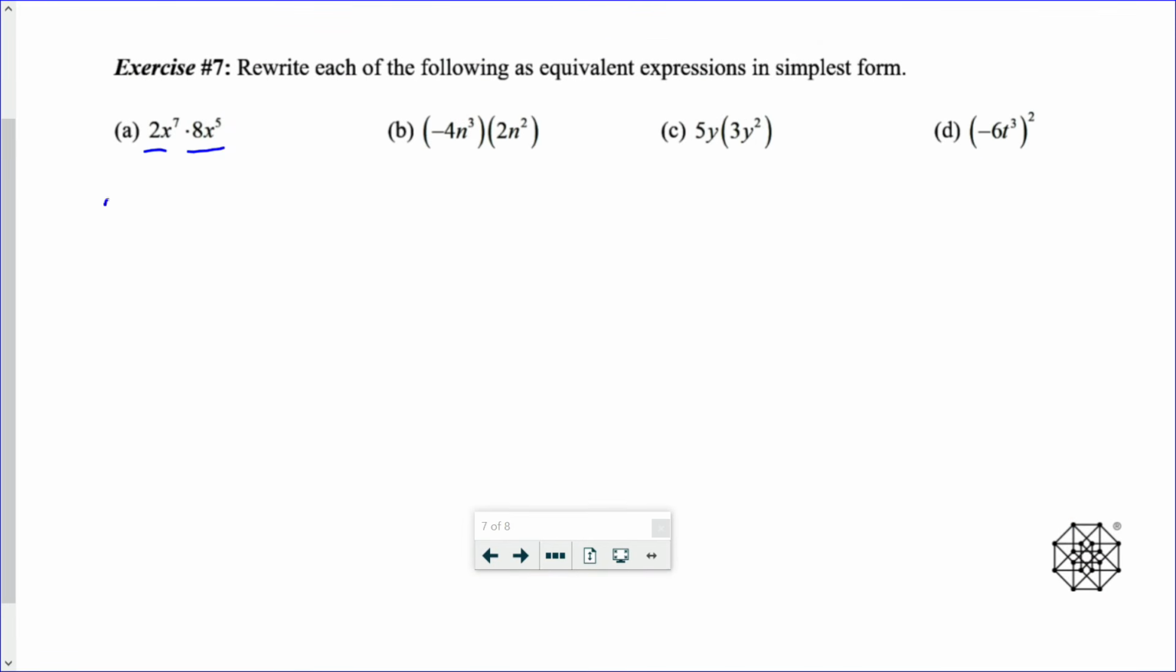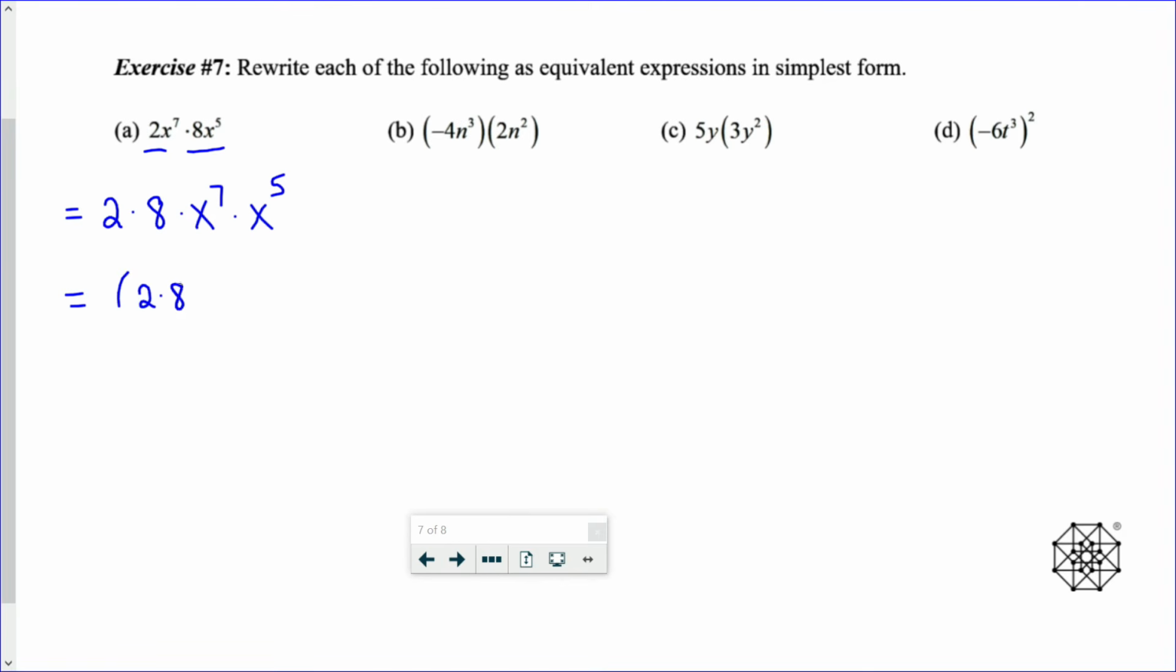Now I can rearrange that so I have 2 times 8 times x to the 7th times x to the 5th. I can then think about it by grouping my 2 times 8 together and my x to the 7th times x to the 5th together. And of course 2 times 8 is just that number we call 16. X to the 7th times x to the 5th, I'll add those exponents and I'll get x to the 12th.